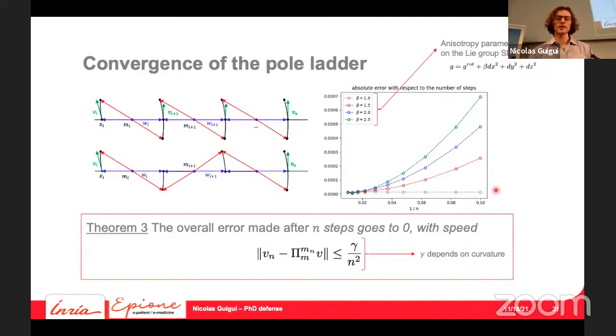And there is a particular case when beta equals 1. In this case, the metric is in fact isotropic, so the space is symmetric. And actually, we can prove from first principles that pole ladder is exact in symmetric spaces.